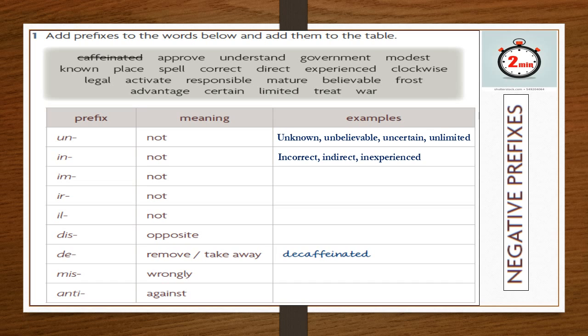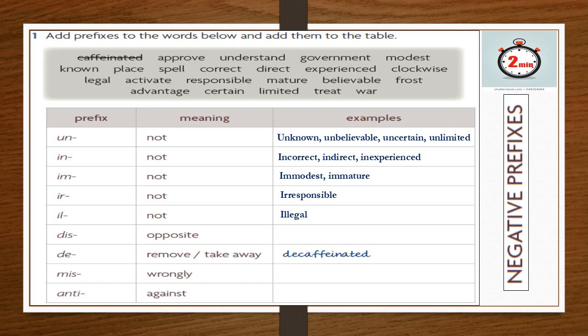Now let's add some prefixes to the following words to make them negative. For example, the prefix un means not. It can be applied with unknown, unbelievable, uncertain, and unlimited. The prefix in: incorrect, indirect, and inexperienced. The prefix im: immodest, immature, and a third example, impossible.